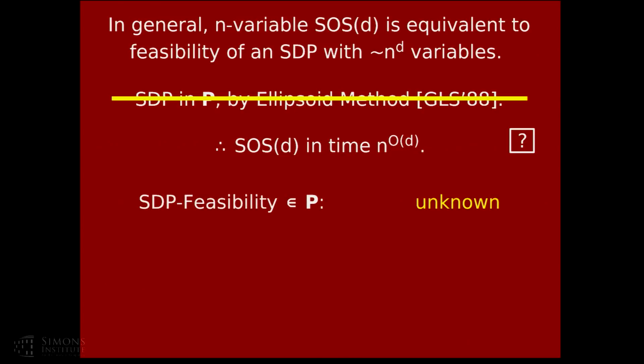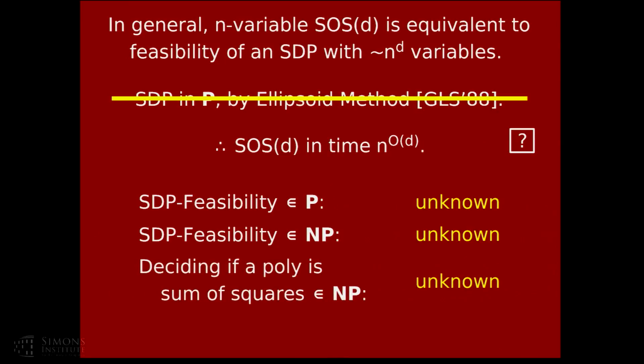So for example, whether or not you can solve the SDP feasibility problem in polynomial time is unknown. Whether it is in NP is also unknown. The question of determining whether a given polynomial with rational coefficients is a sum of squares is a special case of SDP feasibility. It's also unknown if this is in NP. SDP feasibility is in PSPACE. That's known. It's not obvious, though, at all.